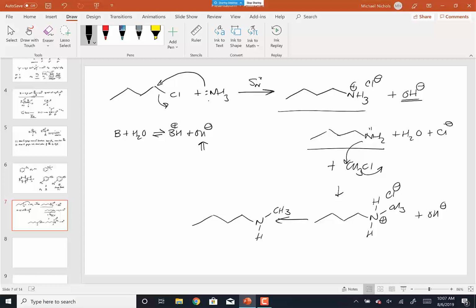Can I do this again? Yes. Can I do it again after that? Yes. At some point I'm going to end up with an N with 4 alkyl groups attached to it, and then I'm done. So if you end up with a nitrogen with 4 alkyl groups attached, that's as far as you can go.